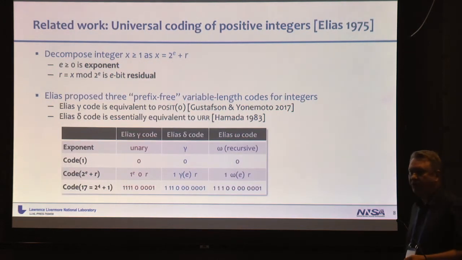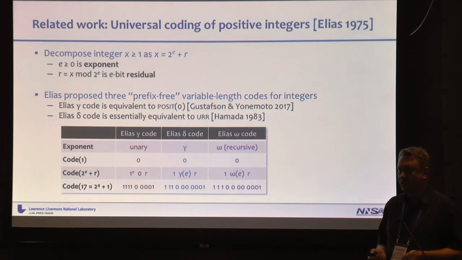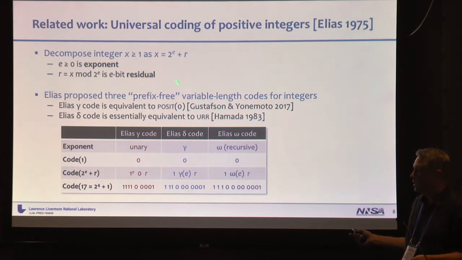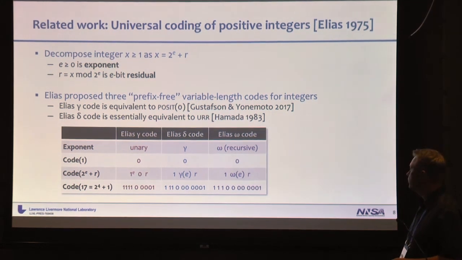Now, going back to 1975, Peter Elias proposed his codes, three different codes as it turns out, for representing arbitrarily large integers. Once again, he separates these integers into an exponent part and what essentially amounts to fraction bits after that. I'm not going to cover these in detail either. Just to point out that his gamma code turns out to be identical to John's POSITS with 0 bits of exponent. So those are two identical representations for integers at least.